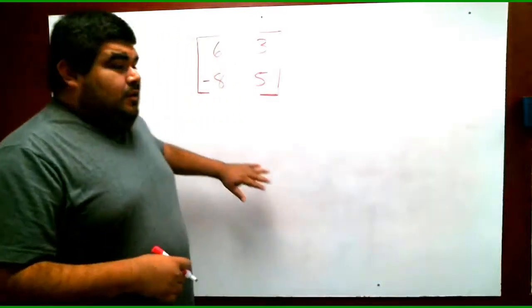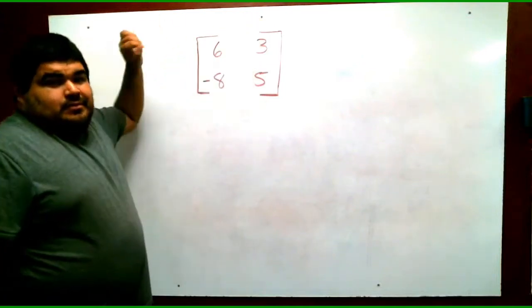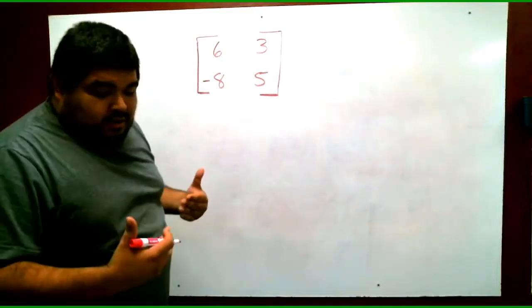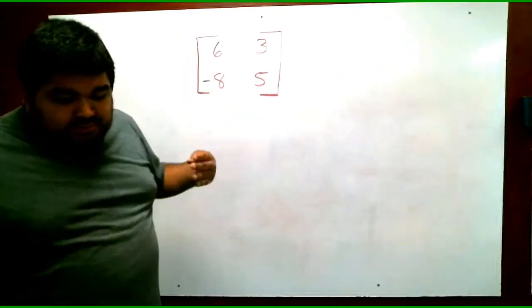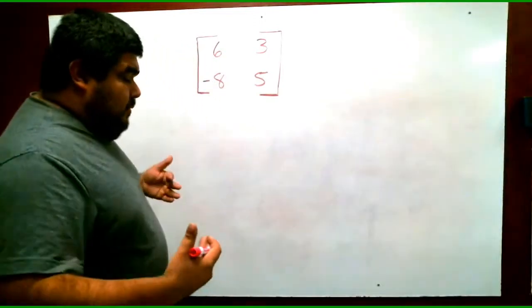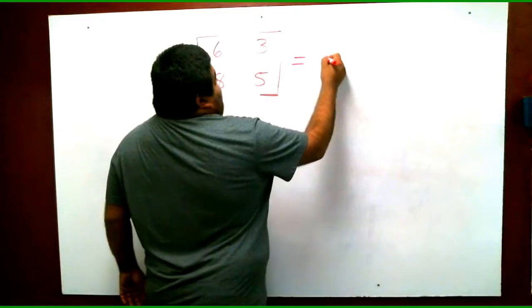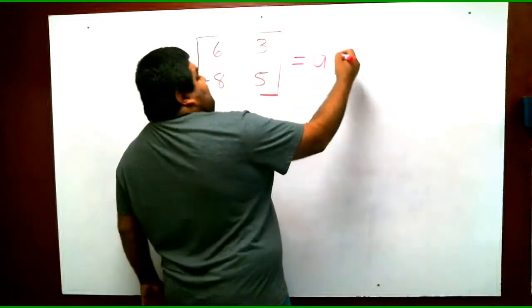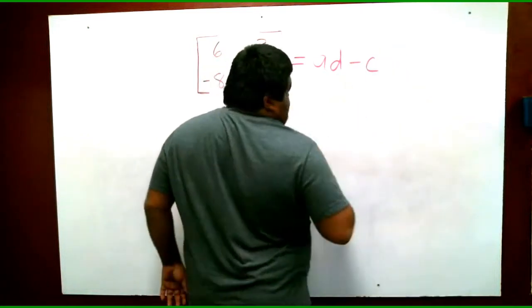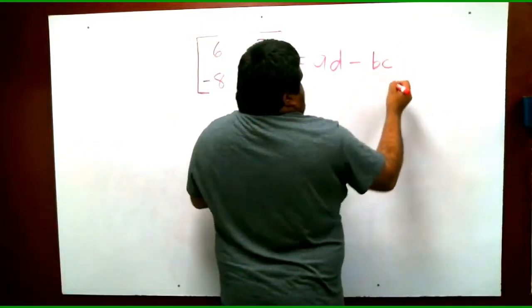Alright guys, so our example for today is up here. We have 6, 3, -8, and 5. Again, we're solving for this matrix using the determinant equation. So, remember, the equation states that we have A times D minus B times C.